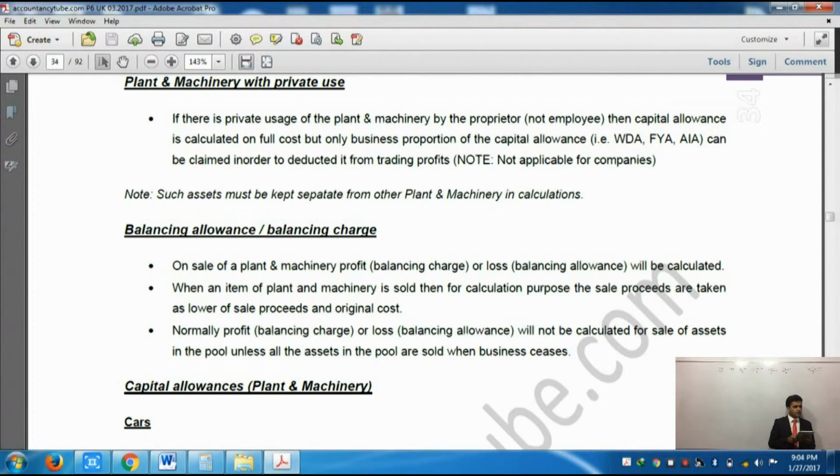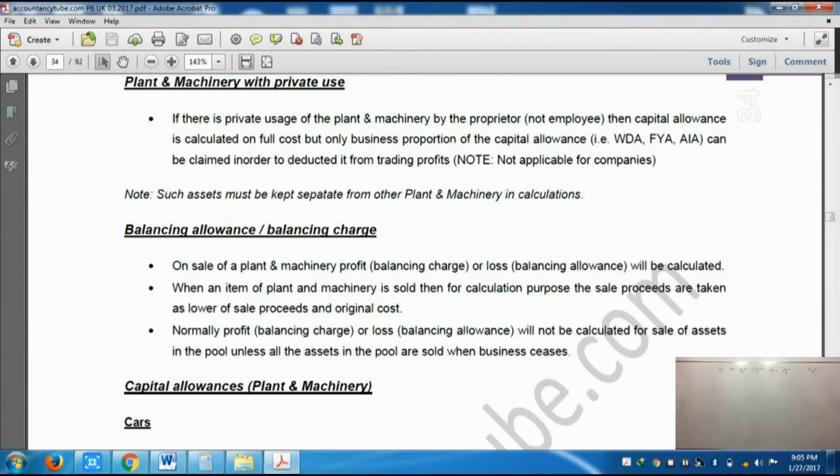Right? Now in the end it says note. In the note you can see that such assets must be kept separate from other plant and machinery in the calculation. So these assets will have a separate section, a separate column. After that it says balancing allowance or balancing charge.